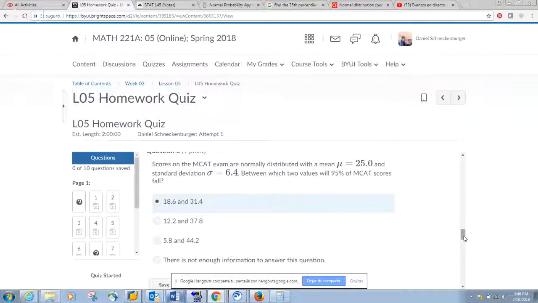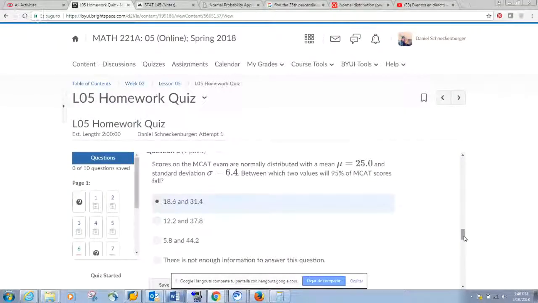18.6 would be 1 standard deviation, and 1 standard deviation is 68%. You're right. Yeah, I did the 68, not the 95, because I only subtracted 1 standard deviation, not 2. You're right. Yeah, I got that wrong. Because for 95, yeah, it's the second. So it's 2, not only 1. Okay, yeah. Okay, got it. Thanks for that.